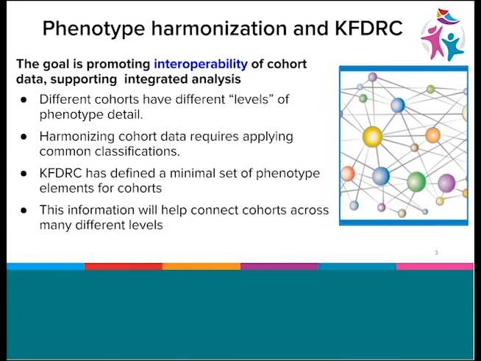But what we're really concerned about in the DRC, in the Gabriella Miller Kids First Data Resource Center, is promoting interoperability of all the cohort data as it comes to us, and supporting integrated analysis for people who come to the data resource to use the data. So different cohorts have different levels of phenotypic detail, so that's one challenge we have. Some cohorts may have very basic data, some cohorts may have very deep and detailed data, but we need to make those two cohorts communicate, or at least their data has to be able to communicate on some level. So that's part of the harmonization process.